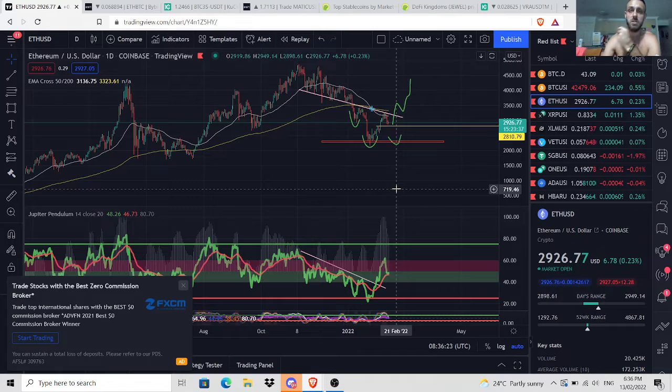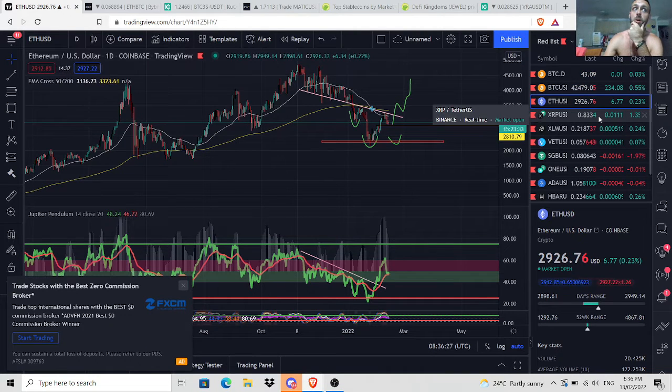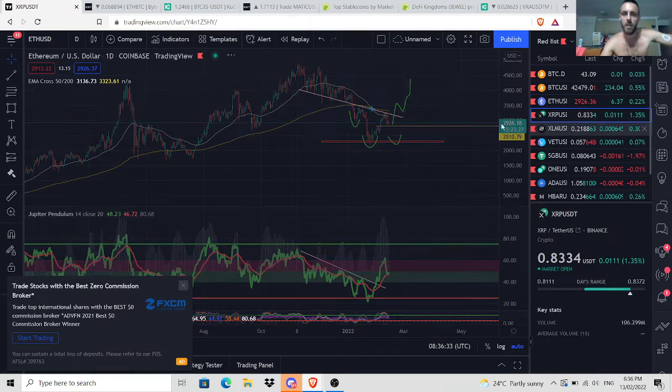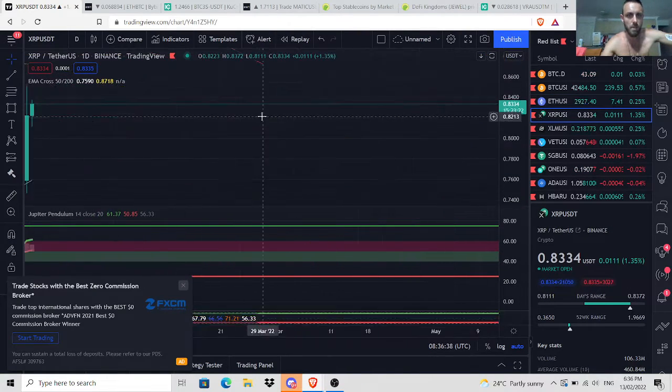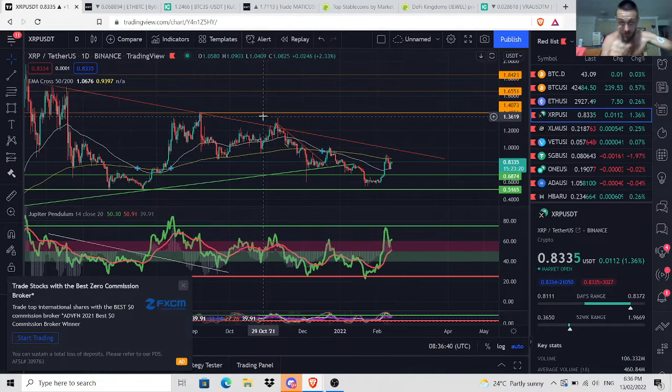And Ethereum is the next coin to rule them all. So if Ethereum breaks out, altcoins are going to break out. Ethereum leads the altcoin market. And XRP, man. XRP. It's just absolutely dominant.